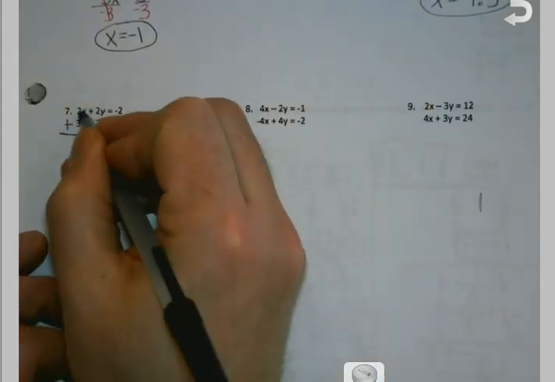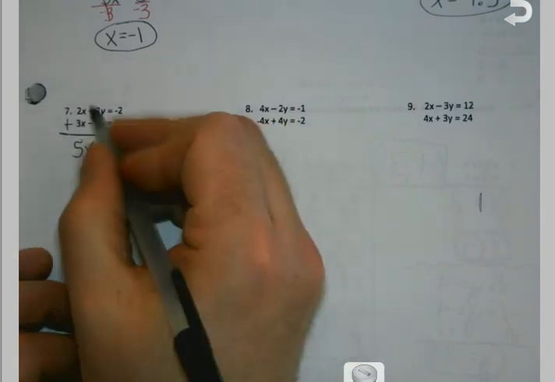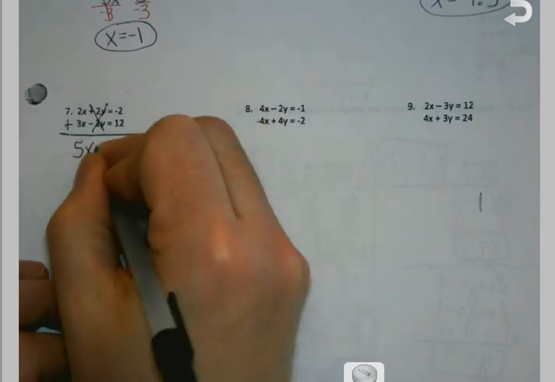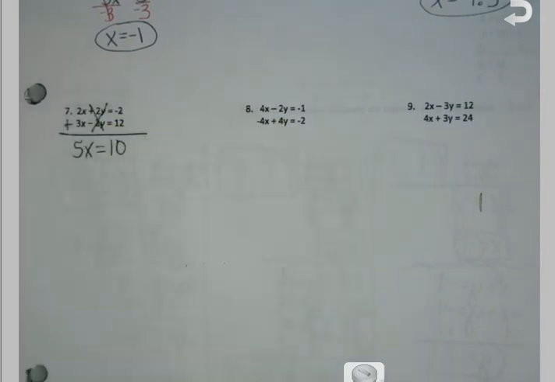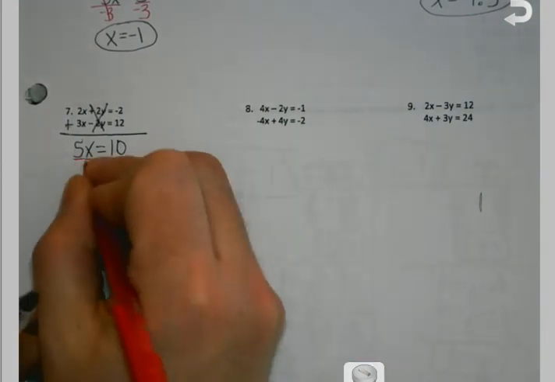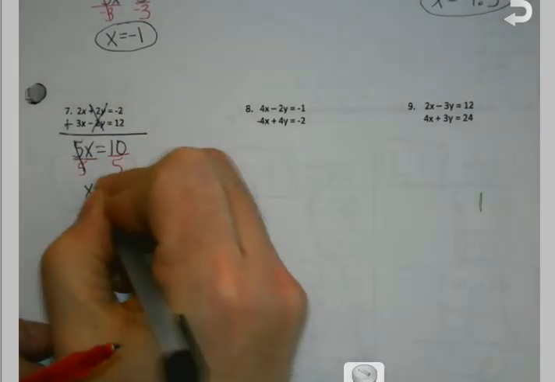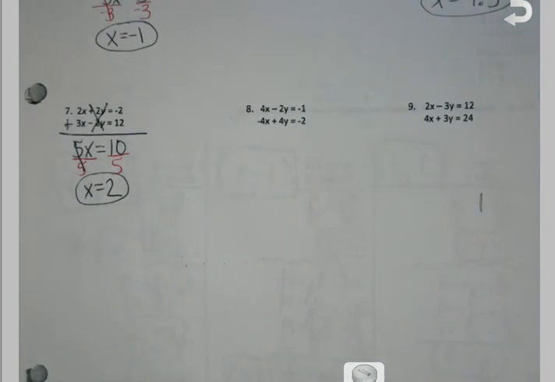So one last one, 2x plus 3x. Okay, I got 5 x's. No x is going away this time. 2 plus negative 2. Okay, that goes away. Negative 2 plus 12 is 10. Then again, typically it's just going to be one step. Divide by 5. Get my x. So this time we actually got x first.